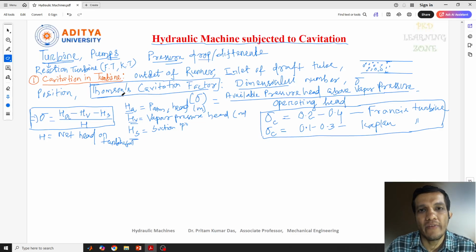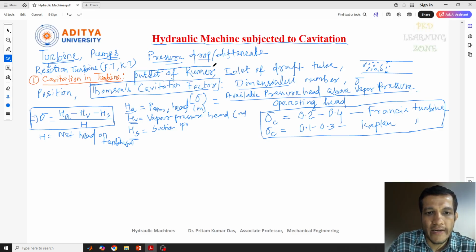So how can we prevent? When we can identify the problem, then we will try to prevent. Then we can compare how it is. So to prevent all these issues in the hydraulic machines, Thomson's cavitation factor was given. One thing you need to remember: what is the definition of this cavitation factor, and for a turbine where it occurs. One is the outlet of the runner, another one is the inlet of the draft tube. These two are the main issues.